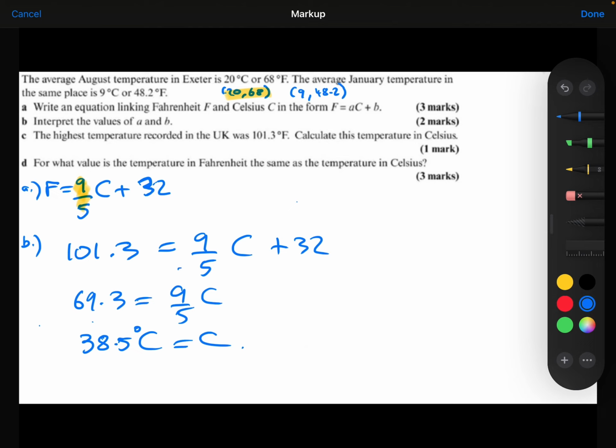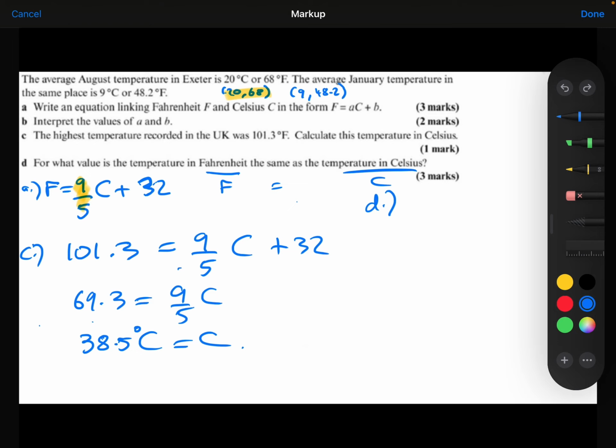And then finally part D. For what value is the temperature in Fahrenheit the same as the temperature in Celsius? So for what temperature is Fahrenheit F equal to Celsius C? So I can either now just make F equal to C, or I can make C equal to F. It doesn't really matter, it's entirely up to you.